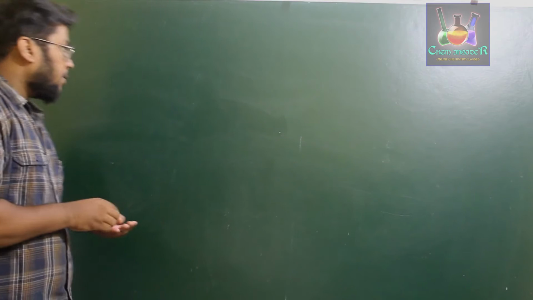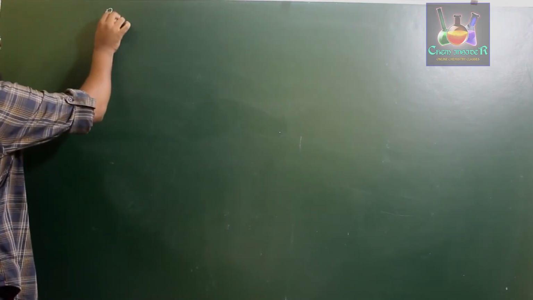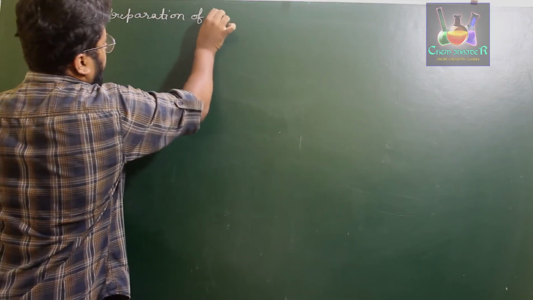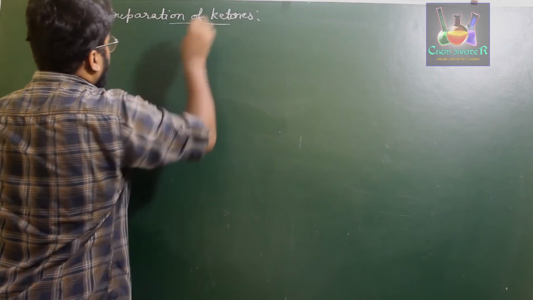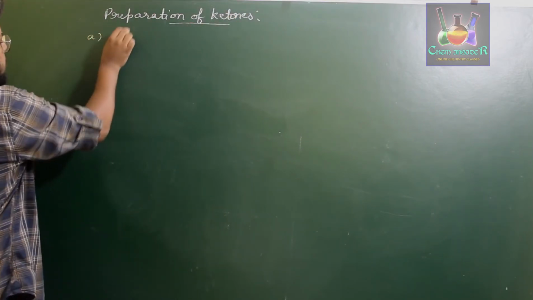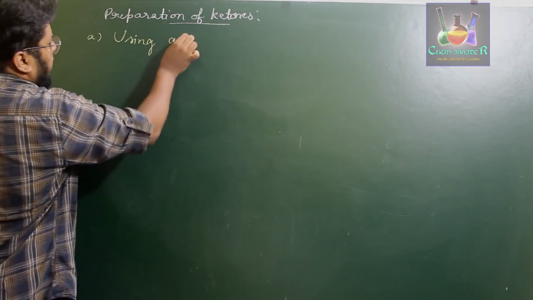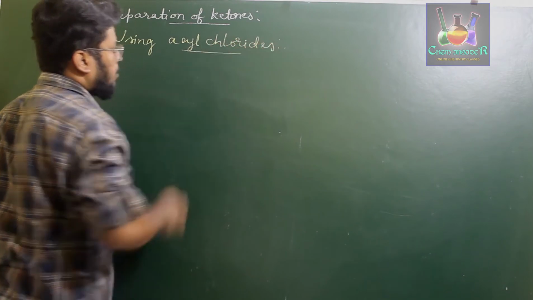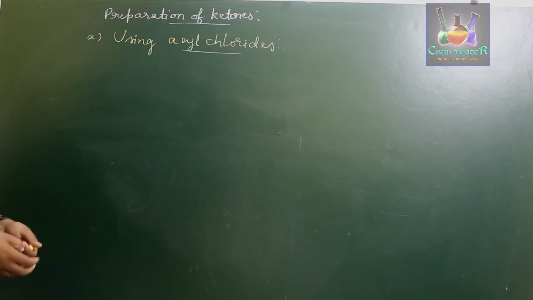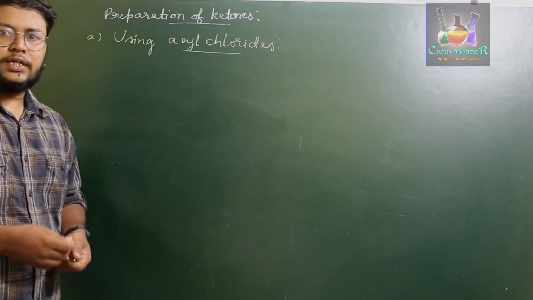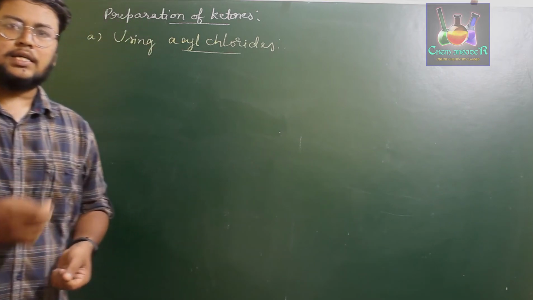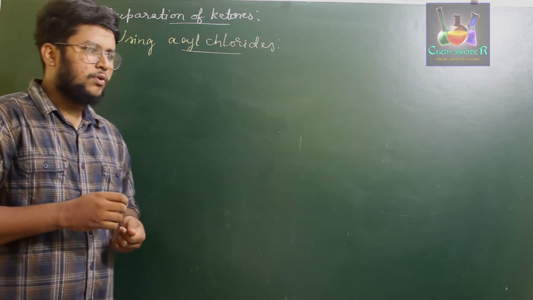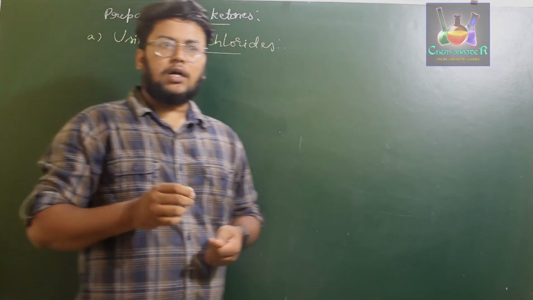So now, preparation of ketones. Out of that, the first one is using acyl chlorides. When you treat acyl chlorides with dialkyl cadmium, they yield us ketone. What we have to know here is that dialkyl cadmiums are hard to prepare and hard to store for a longer duration.